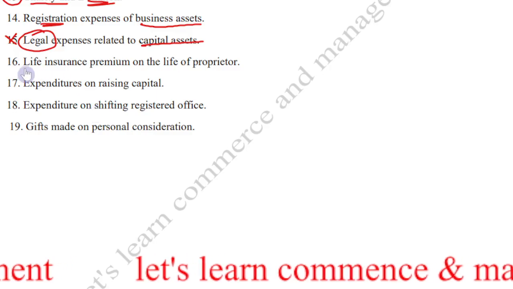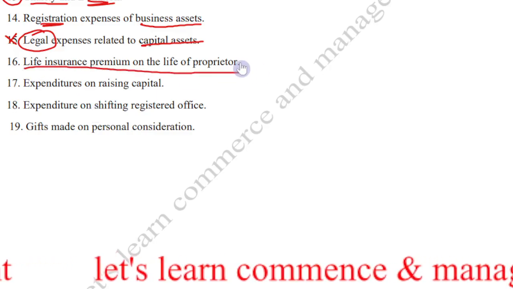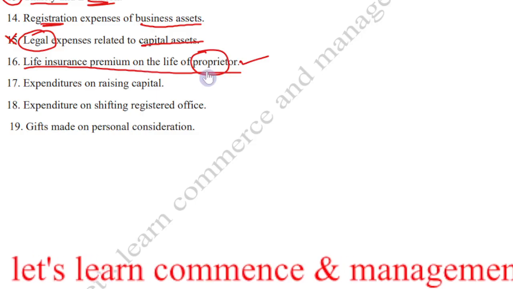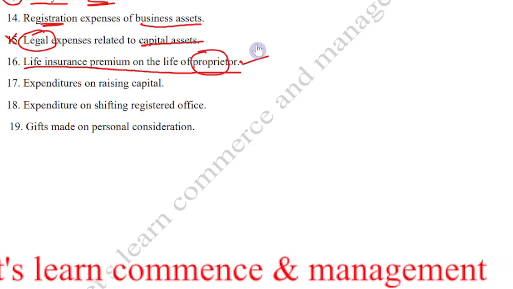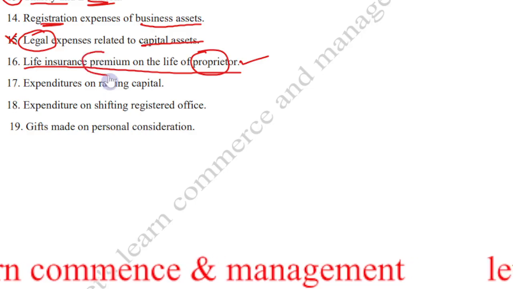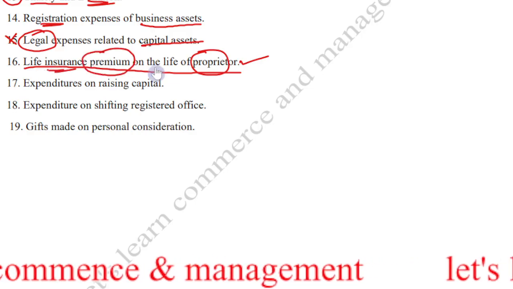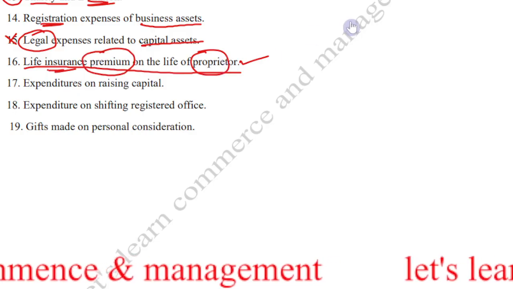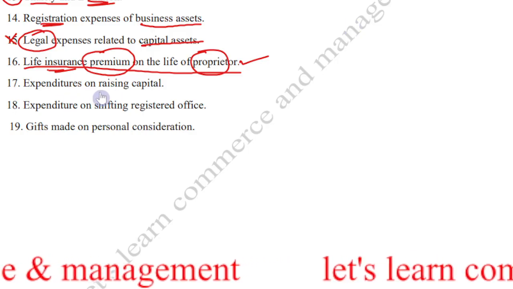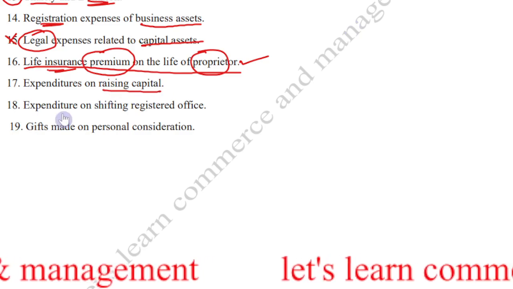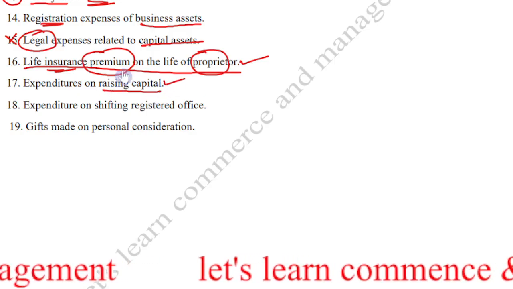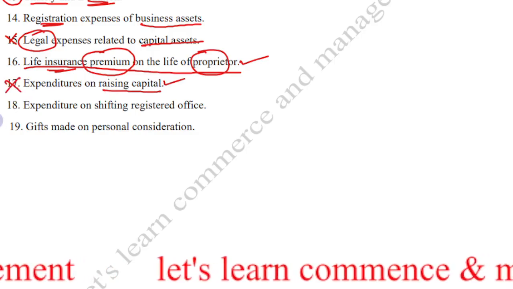Then life insurance premium on the life of proprietor. It is his personal expense. So no deduction is allowed for the same under the head business or profession. Any amount of premium paid towards the life insurance of the proprietor himself or herself is not allowed as deduction. Then expenditures on raising capital. So if you are making any expenses to get capital for your business, then that expense is also not an admissible expense.